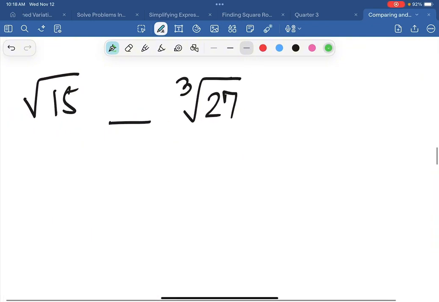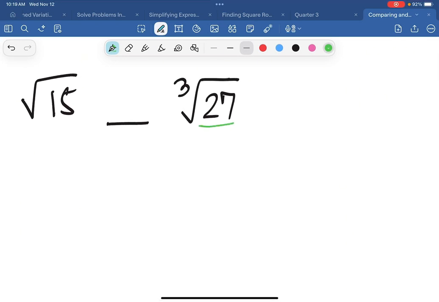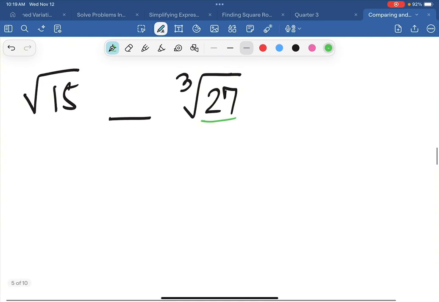In this example, we have the square root of 15 and the cube root of 27. We know for a fact that 27 is a perfect cube. However, 15 here on the left side is not a perfect square. However, we could still find its estimate value, or we can go back to the number line.